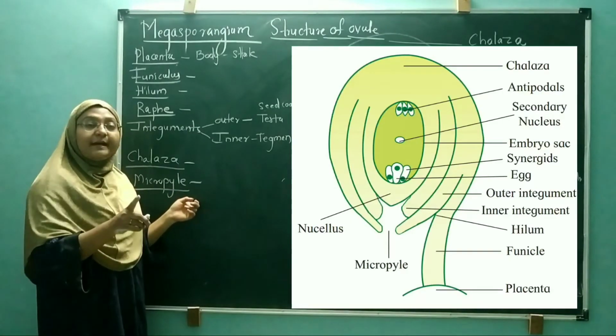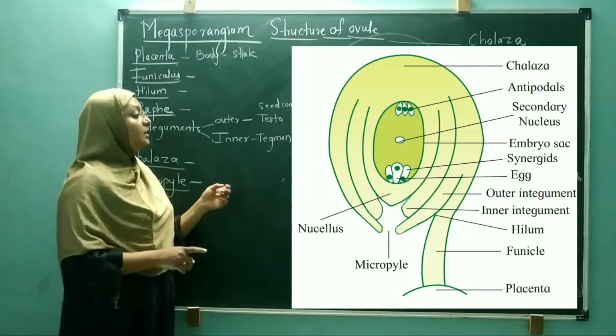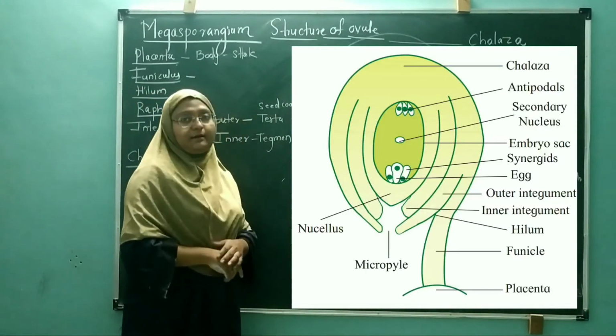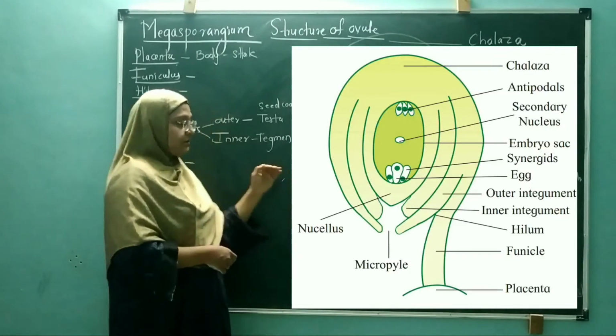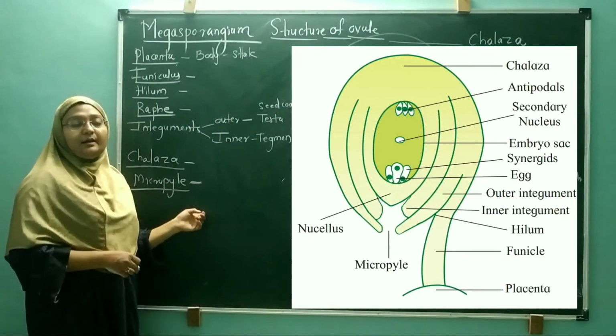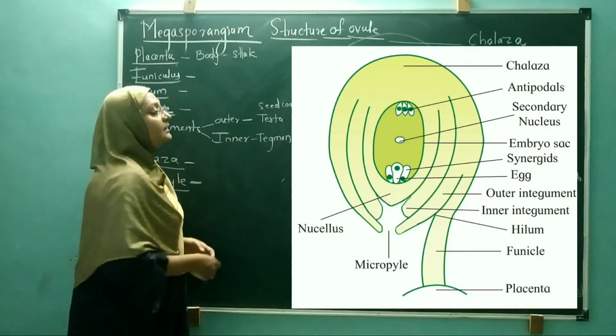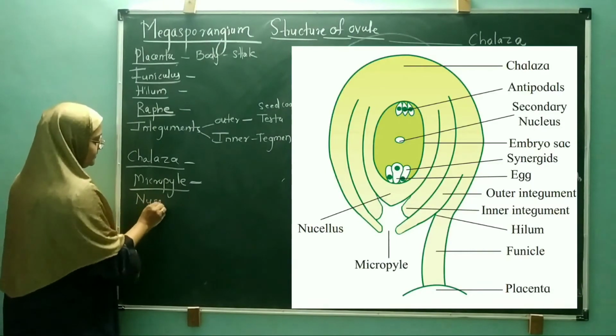What is the function of the micropyle? It helps in the entry of the pollen tube. It helps in the opening of the integuments. So this is the main function of the micropyle. Next to the micropyle, the inner portion is called the nucellus.